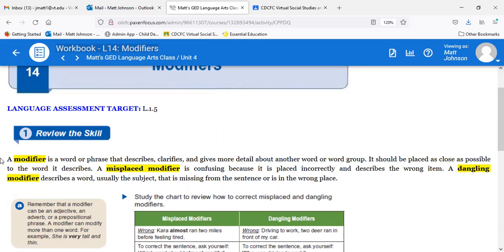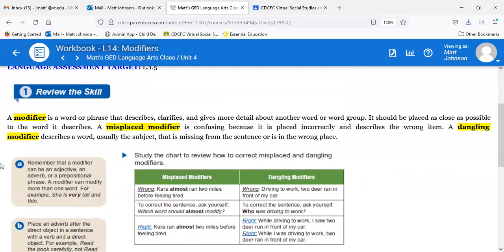A misplaced modifier is confusing because it is placed incorrectly and describes the wrong item. A dangling modifier describes a word, usually the subject, that is missing from the sentence or is in the wrong place. So misplaced means it's modifying the wrong word. Dangling modifier means that there's not a subject there that it's modifying. We have a modifier without a subject, basically.